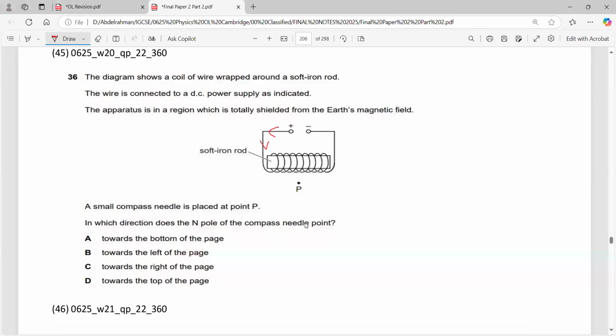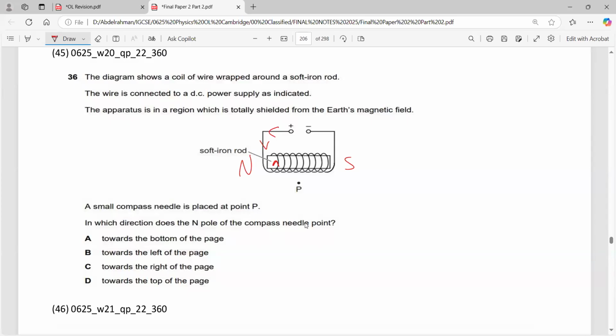Can I draw the magnetic field? Yes, I can draw the magnetic field. The first part of the coil, it's moving above the iron rod. Only the first part. I'm asking about the first part of the coil. It's moving above. So using your right hand rule grip, it would be moving in which direction? You'd find the thumb pointing towards the left, so the north pole is on the left side and the south pole is on the right side.